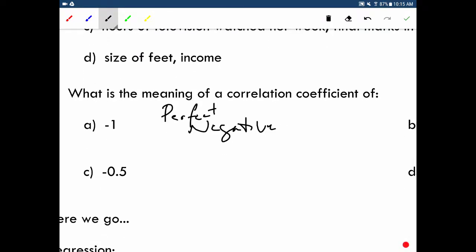We can do C next, even though that's not normal. Again, we're negative because it's a negative number. So as one variable increases, the other decreases. And because it's 0.5, it's right in between 0.33 and 0.67, so that is going to be moderate.